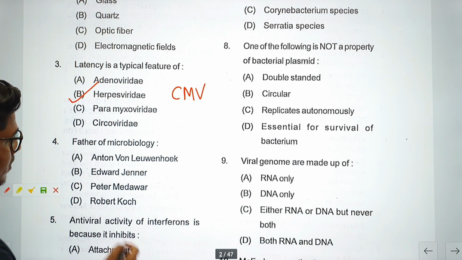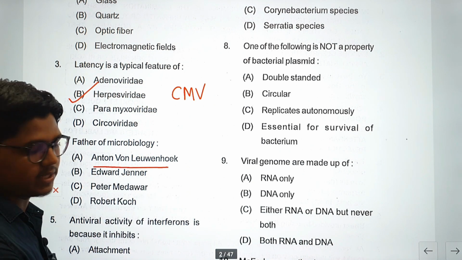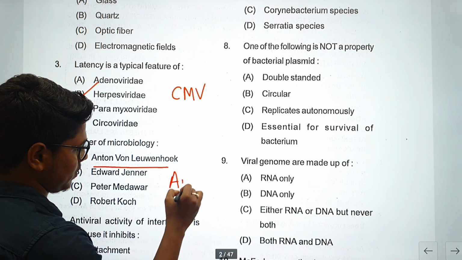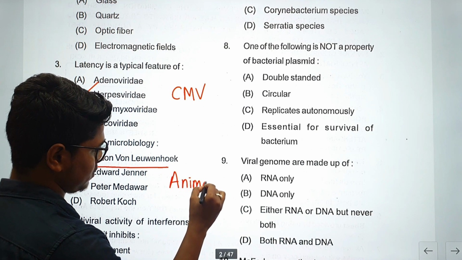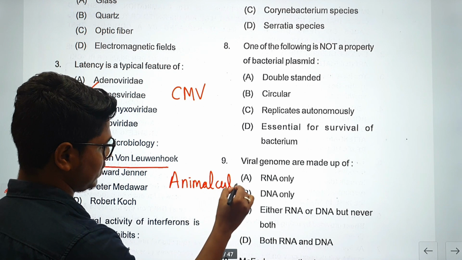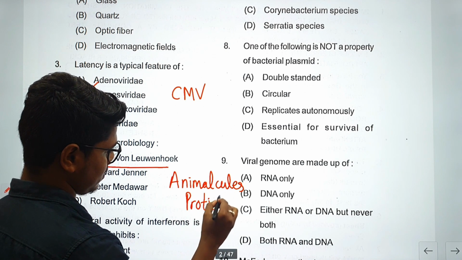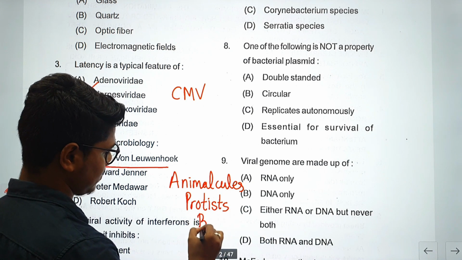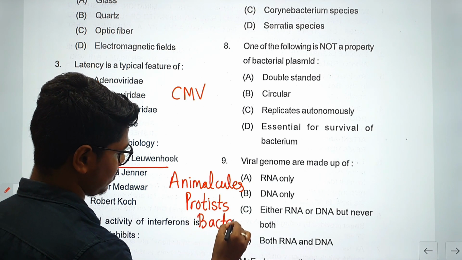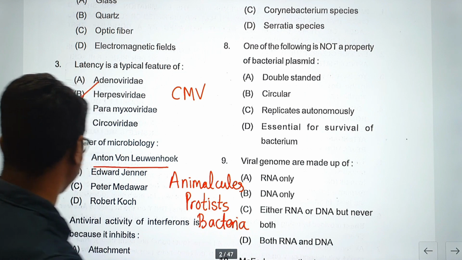Father of microbiology is Antony van Leeuwenhoek. He called the microbes animalcules. He discovered protists and bacteria. So he is known as the father of microbiology.